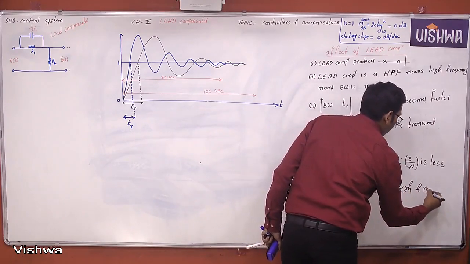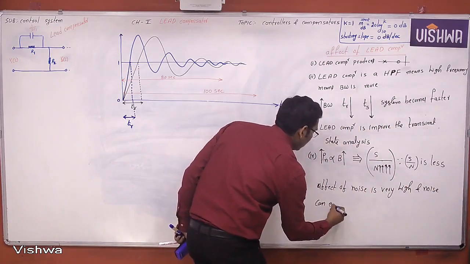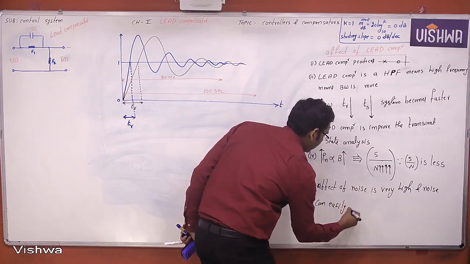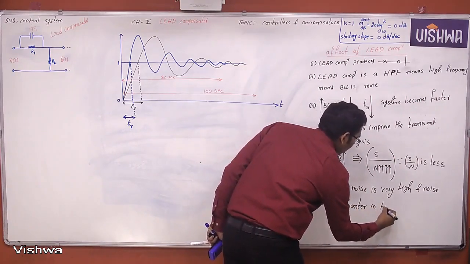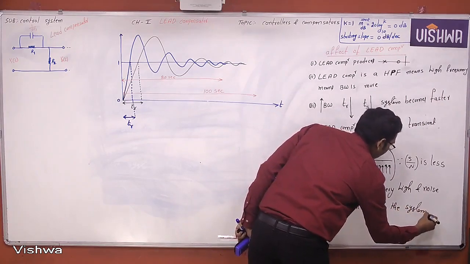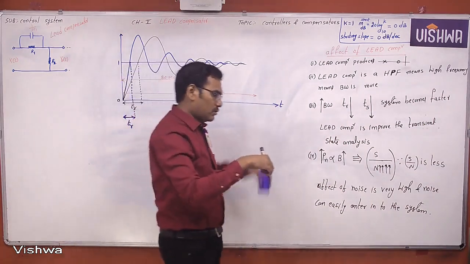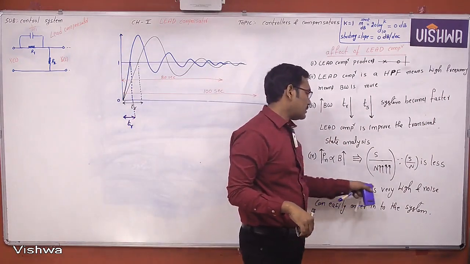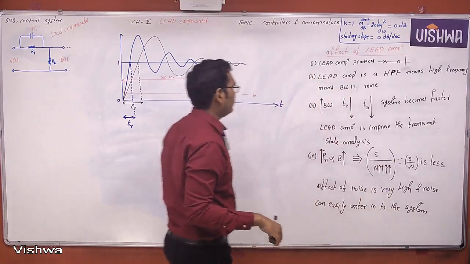And noise can easily enter into the system. Understand or not? So the effect of noise is very high and noise can easily enter into the system.